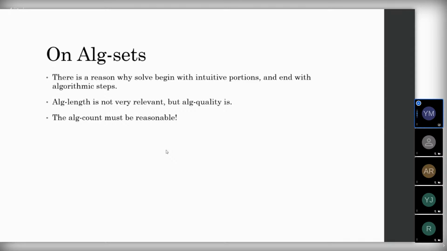So when you make an algorithm, when you make a method, you need to give the algorithm count, and that must be reasonable. Obviously, the ideal number is somewhere around 100, but maybe you can push it to 1,000.